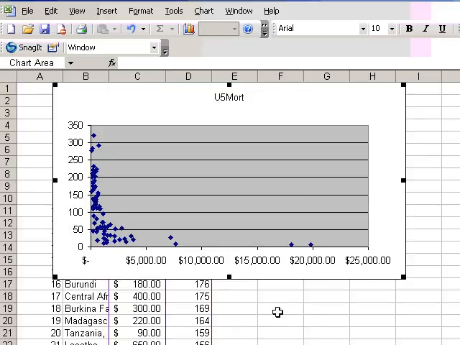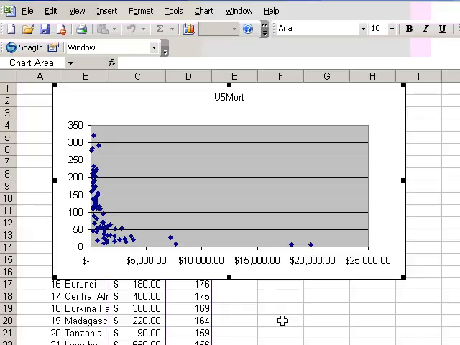Clearly, if we look at this graph and see these blue dots as the conjunction of under 5 mortality as the dependent variable and GNP per capita as the independent variable, we can see that there is a negative relationship between under 5 mortality and GNP per capita. As GNP per capita increases, under 5 mortality decreases. But clearly, again, this is not a linear relationship.